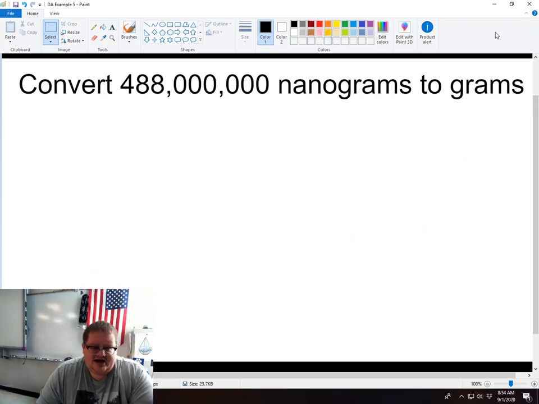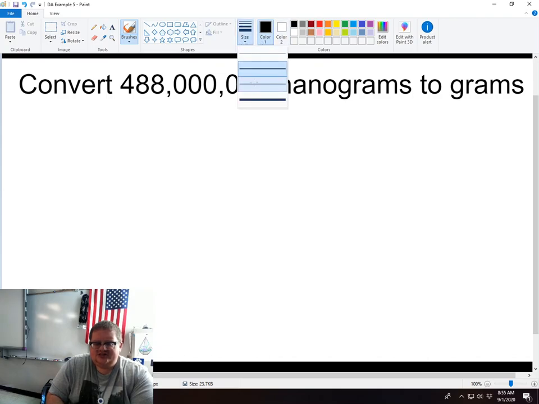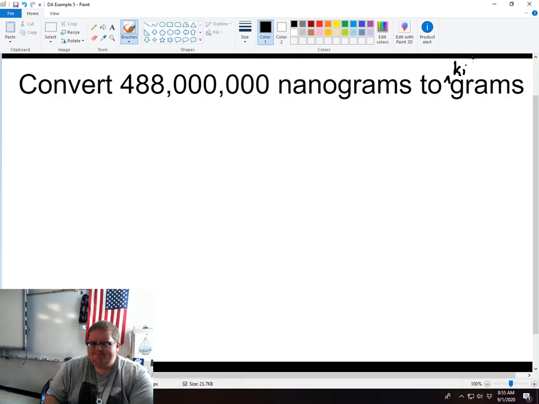Convert 488 million nanograms to grams. Actually, that's just a one step. Okay, I'm going to make a quick change to this. Instead of nanograms, let's say it was, whoops, I need my brush. Let's say instead of nanograms, what if I was supposed to go to kilograms? All right, so I'm changing the problem. Sorry for the confusion. Hopefully you got that.